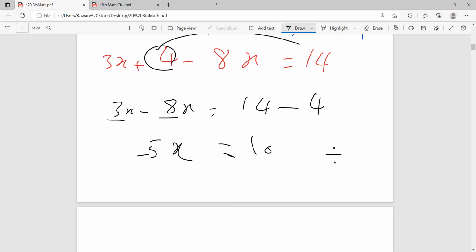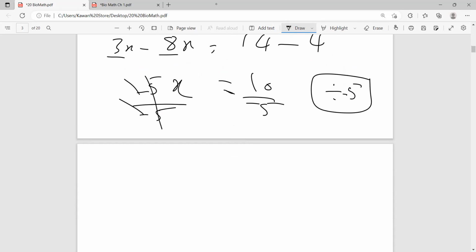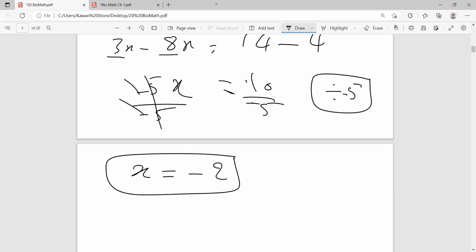Then we are going to divide both sides by minus 5. So minus 5 over minus 5: negative over negative is positive, 5 over 5 is 1, so it remains x. Negative over positive will be negative, 10 over 5, of course, is 2. So at least we got one variable.